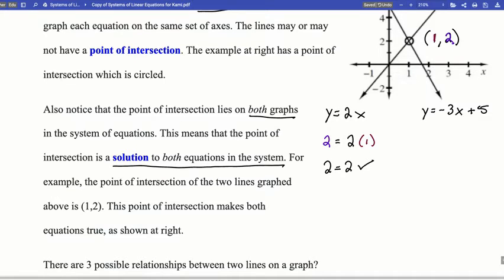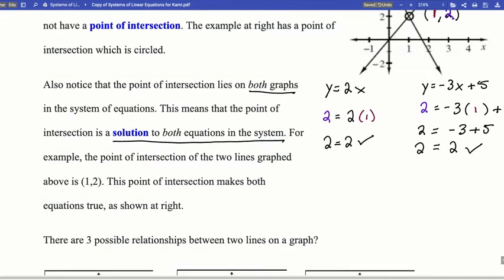That's true. So then I'm going to do it with the other equation, plugging in 2 for y. Plugging in 1 for x. Again, I just have to solve this side. -3 times 1 is -3. -3 plus 5 is 2. Again, 2 equals 2. That is true. So it's true for both equations. It's the only solution that is true for both equations.